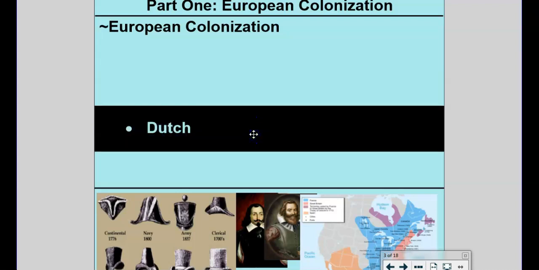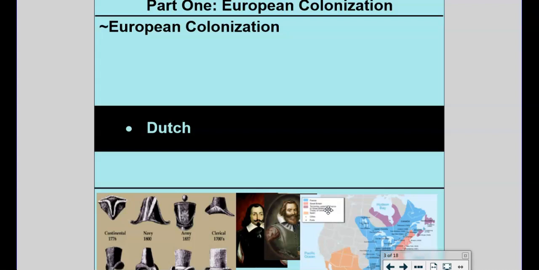Now the Dutch, they're going to show up, and they're going to be in the New World for a relatively small amount of time. We didn't even see them on the map that we looked at. The only area that they really had in North America was New York, which used to be called New Amsterdam. So around 1623, they start to establish New Amsterdam. They were very interested in fur trading. The Dutch thought that's where they'd be able to make their money in North America.